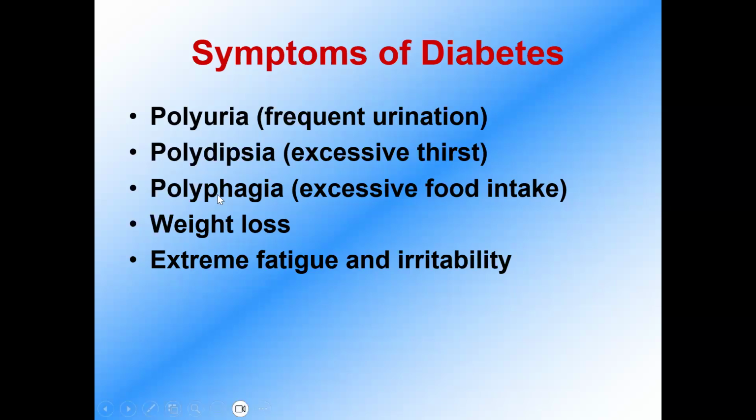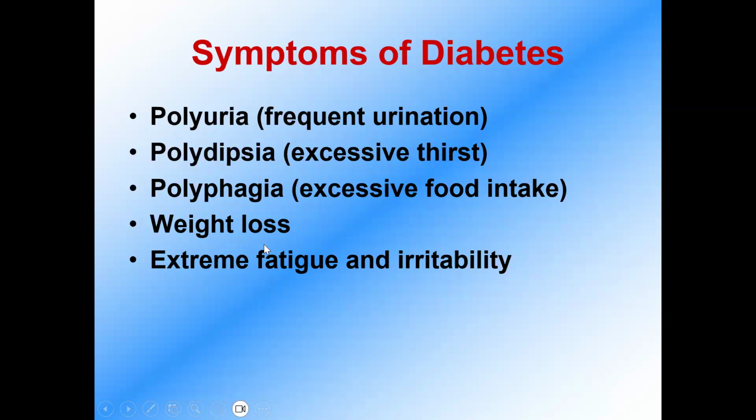And then polyphagia, which means excessive eating, excessive food intake. So they will say that my appetite has increased, my hunger has increased. I feel a desire to eat food after every 1 hour, after every 30 minutes. So these are the three cardinal, or three major, symptoms in the patient. They are known as the three polys: polyuria, polydipsia, polyphagia. Excessive urine formation, excessive thirst, excessive food intake.